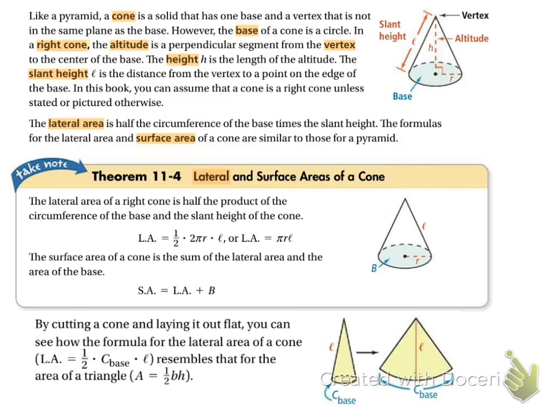So our lateral equation is going to be pi RL, right? Pi times the radius times the slant height. And the surface area will be the same, right? It's just the lateral area plus the base. Your book doesn't go into detail about where they get this equation. They point out that when you unroll a cone, it's pretty similar to a triangle, but not quite a triangle. So we're not going to worry about that.